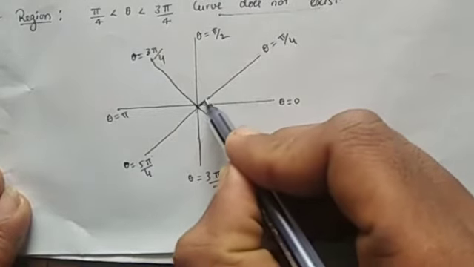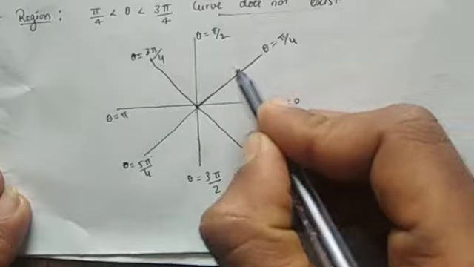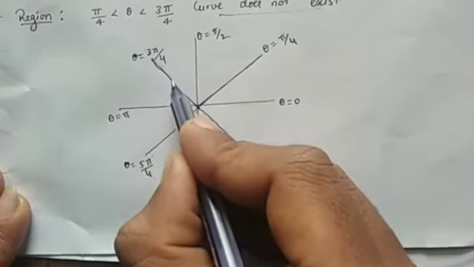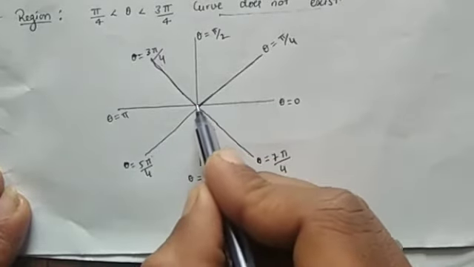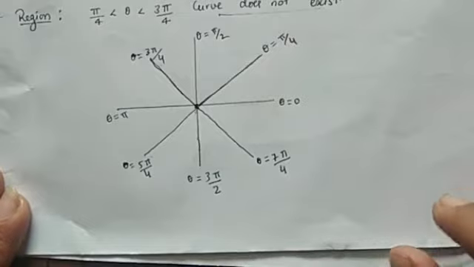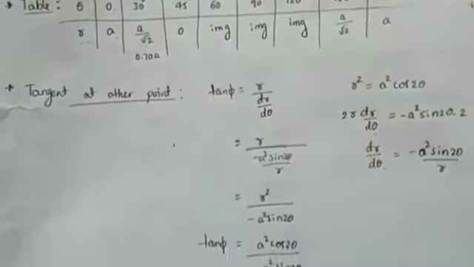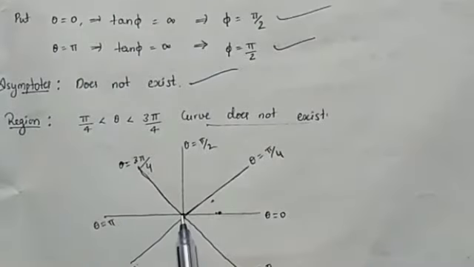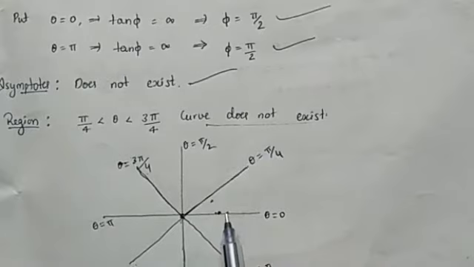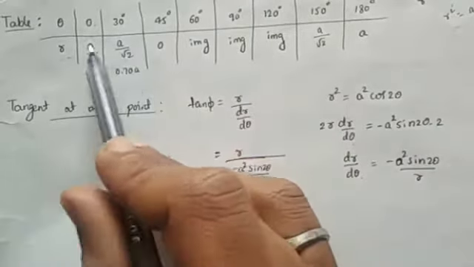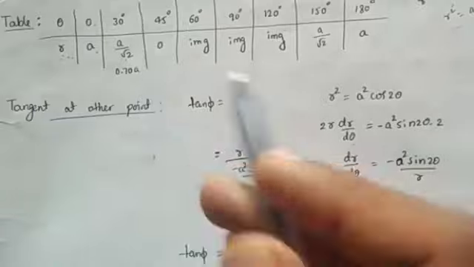In this, theta is equal to pi by 4 and theta is equal to 3 pi by 4 are the tangents at the origin. The next one is the construction of the table. For the theta value 0, we get the r value is a. And for the theta value 30 degrees, the value of r is a by root 2.